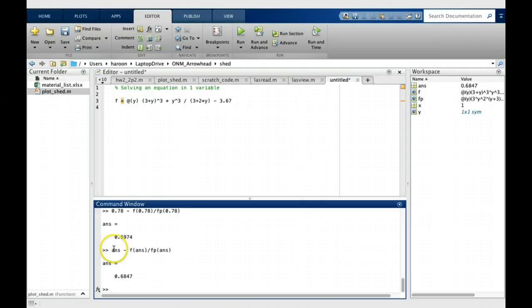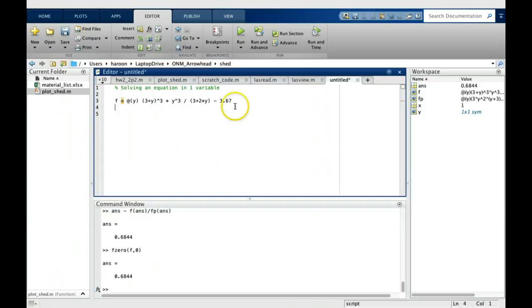So we can again run this just using the up arrow. We can get that again, 0.68. So I'm going to keep running it a couple of times, and looks like we have converged to 0.6844 as the answer. And if you remember, when we used fzero by initializing with 0, we got the same answer. So using Newton-Raphson method, we are getting exactly the same value. So this is how you can implement Newton-Raphson method.